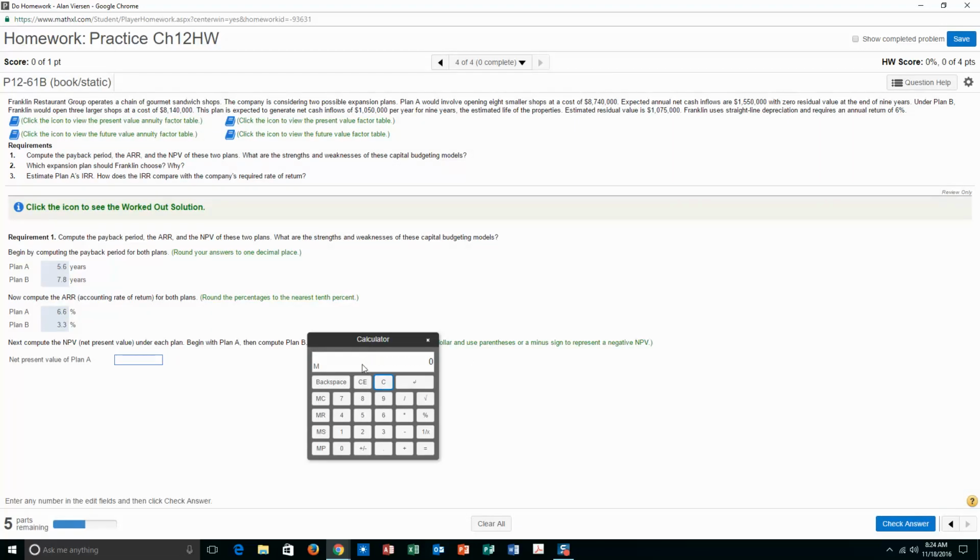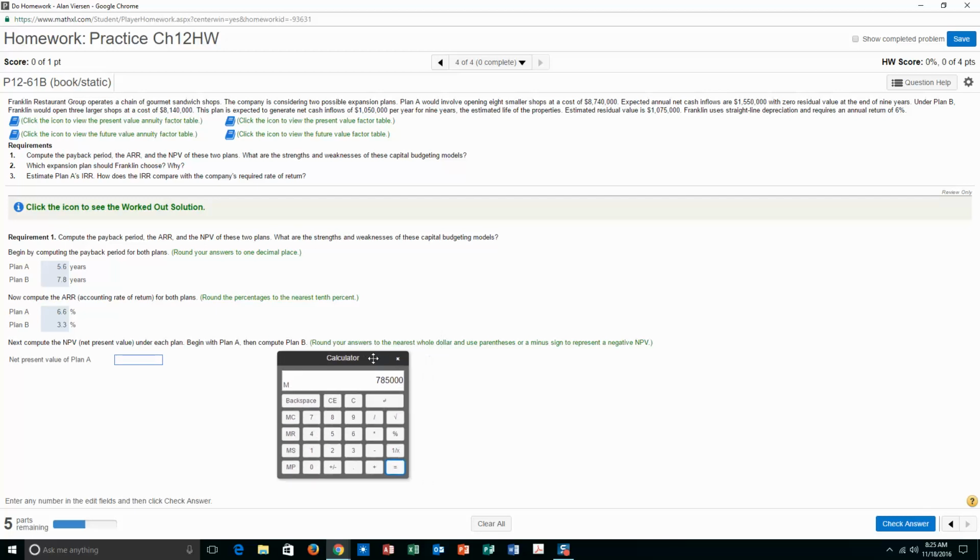Now, I'll back up if you don't remember how to do depreciation, where did I get that number? Just a reminder, when I do depreciation for Plan B, I took the $8,140,000. I subtracted the residual value. This goes back to financial accounting. Subtract the residual value, gives me my depreciable base, divide this by the number of years, and that's where I got my depreciation.